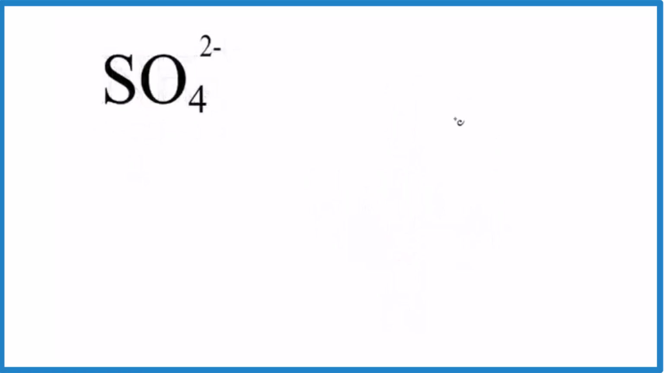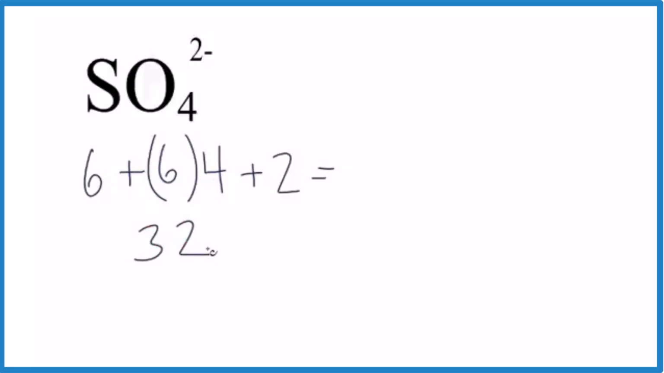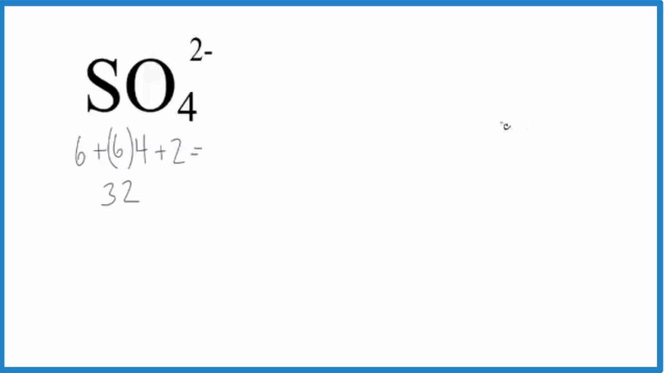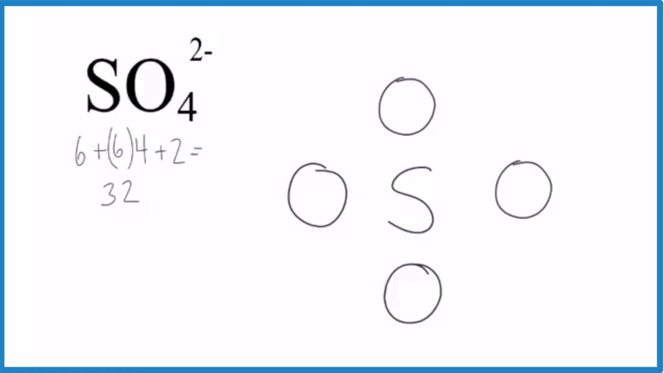For SO4, the sulfate ion, sulfur has 6 valence electrons. Oxygen also has 6. We have 4 oxygens. And this 2- up here means we have an extra 2 valence electrons. So we'll add those right there. We have 6 plus 24, that's 30, plus 2 gives us 32 valence electrons for this Lewis structure. We'll start by putting the least electronegative atom in the center, that's the sulfur, and then we'll put the 4 oxygens around it. We have 32 valence electrons. We'll put 2 between each of the atoms to form the chemical bonds. Then we'll go around and complete the octets on the oxygen atoms.